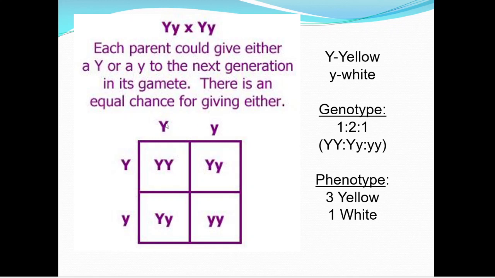So if we put our one parent here and one parent here, each one can give either an uppercase Y or a lowercase y, and then we fill in our boxes. This uppercase goes here and here, this lowercase goes here and here, this one goes here and here, and this one goes here and here. And notice what we get is 3 different genotypes. So we could have homozygous dominant, we could have heterozygous, or we could have homozygous recessive.